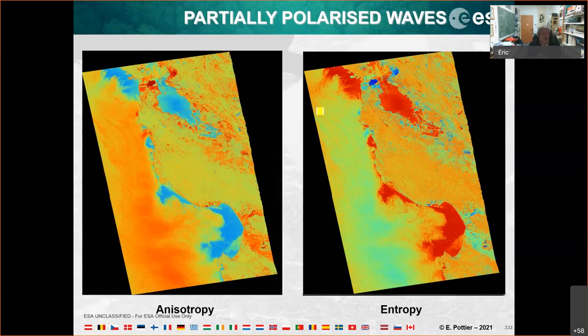In the fully polarimetric case, my conclusion was that anisotropy and entropy are really complementary. I'm using anisotropy to improve my understanding of the entropy. Here, it is no longer the case, because I have exactly the same information.